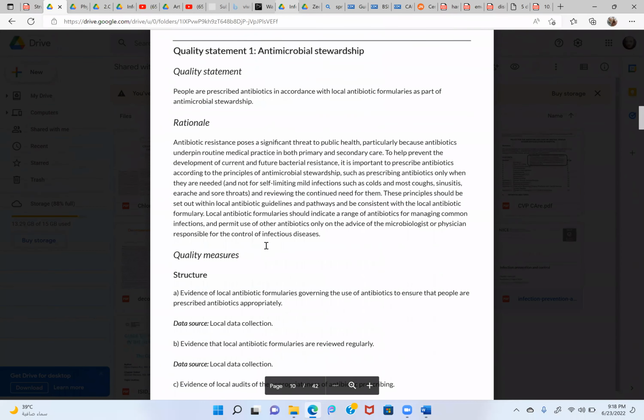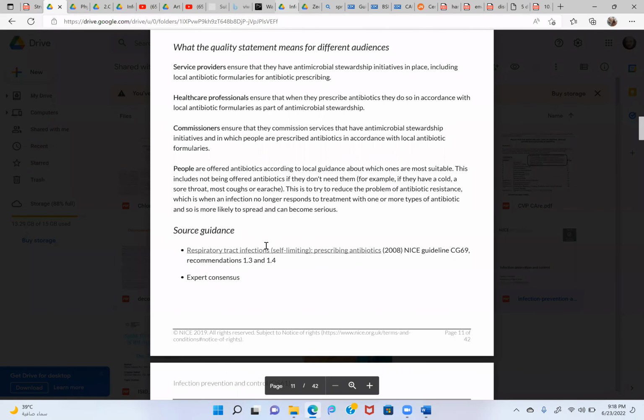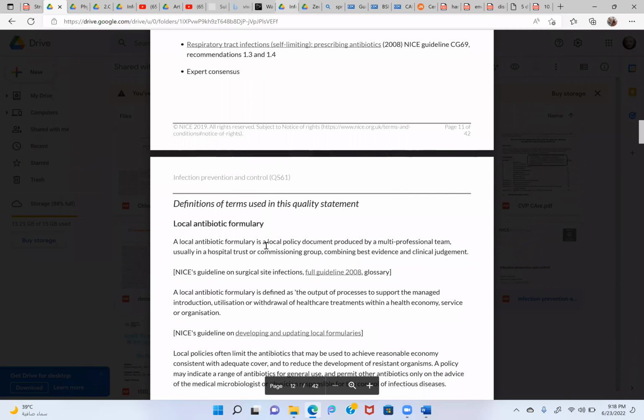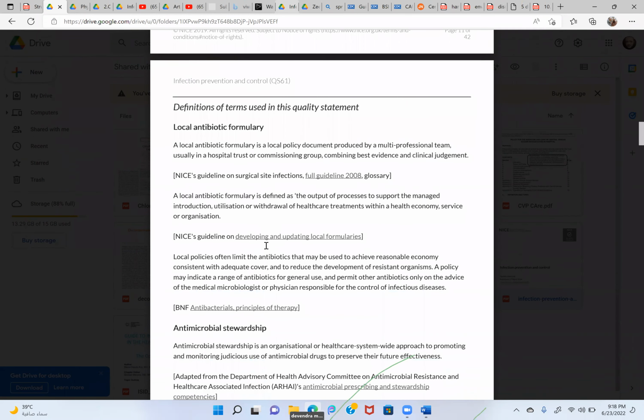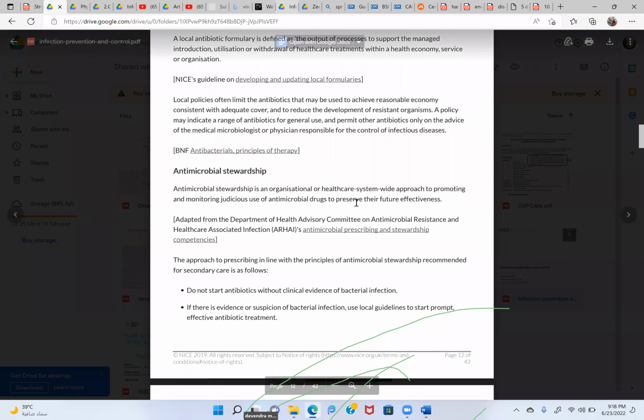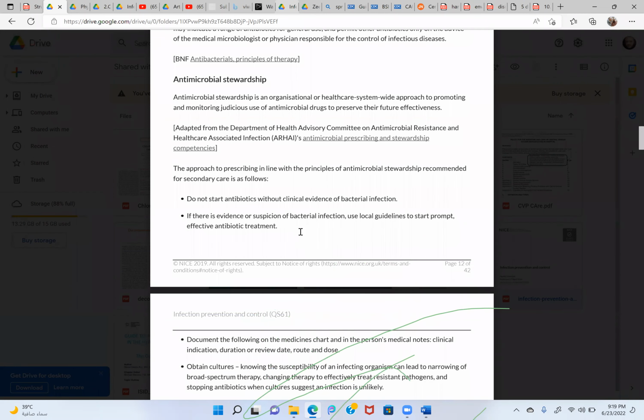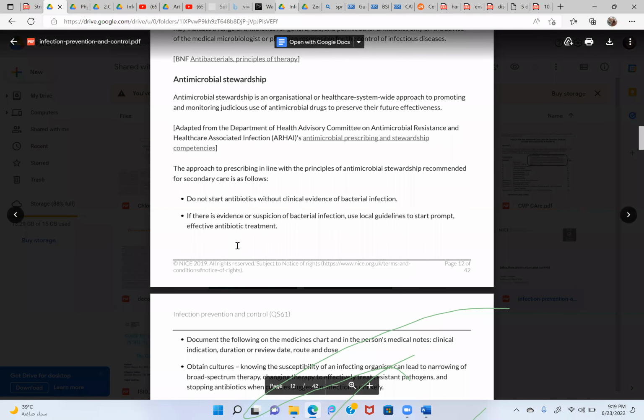And these are actually nice guidelines they have made for every topic. Yes, you see, antimicrobial stewardship is an organizational or healthcare system-wide approach to promote and monitor judicious use of antibiotics. Okay, so as you were saying, and as I was saying, do not start antibiotics without clinical evidence of bacterial infection. If there is suspicion of bacterial infection, use logical guidelines to start prompt effective antibiotic treatment.